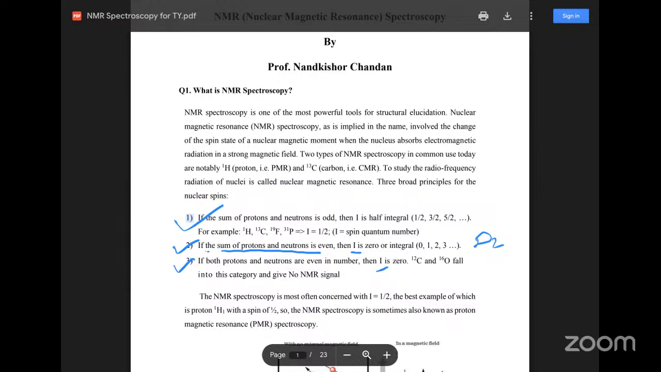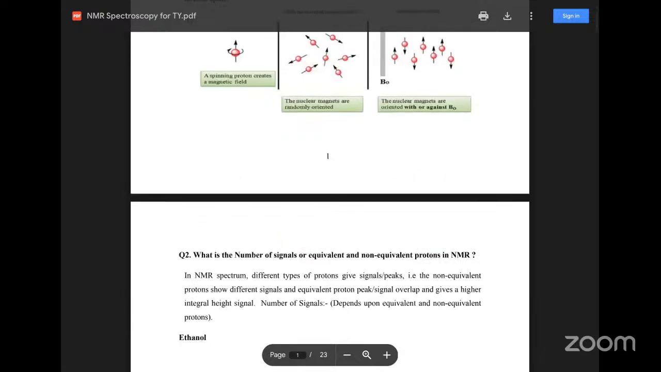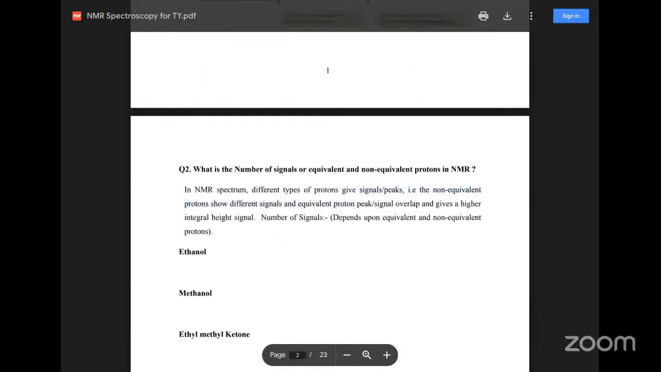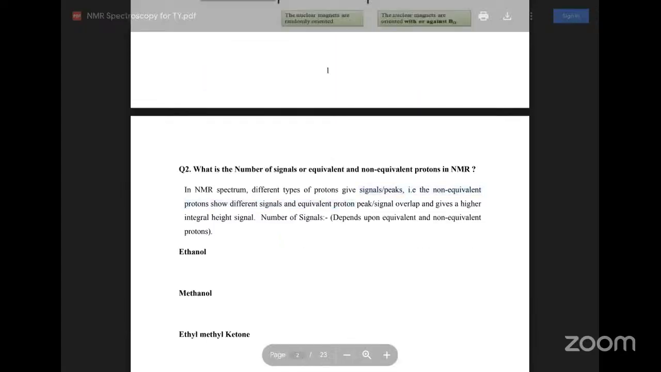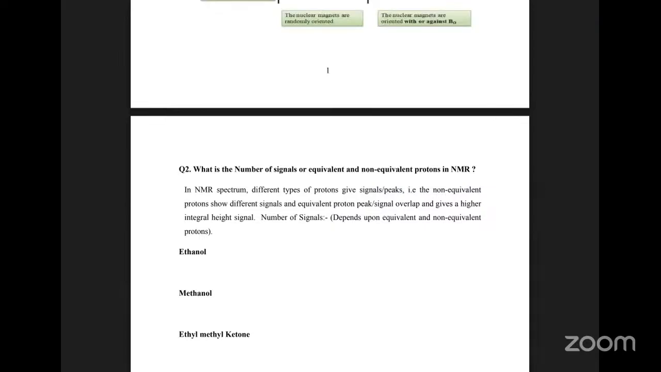Let's move on to the important part of the other questions. Let me just rub this out so I can move on to my next page. I'll go to the next question, which is very important. Most of the time, the questions will ask you to write the number of signals, or the equivalent and non-equivalent protons, in the following given sets of molecules.